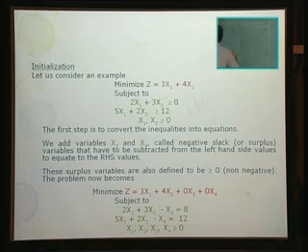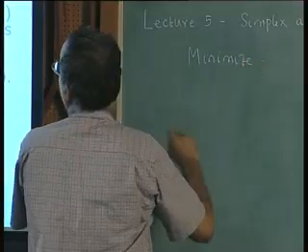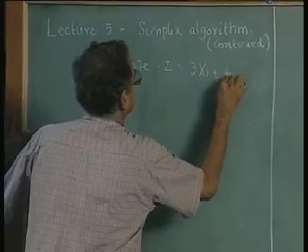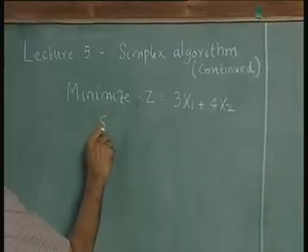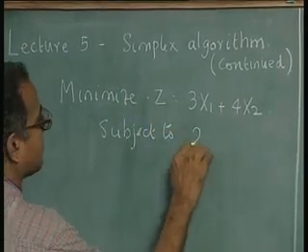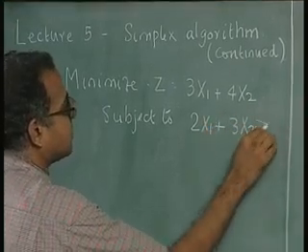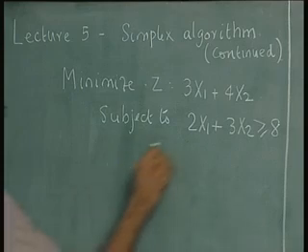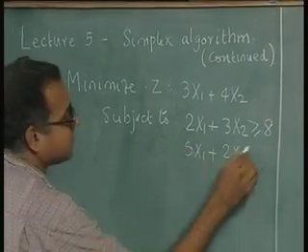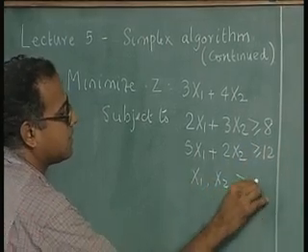Now, let us consider a different type of a problem. We now consider a problem with a minimization objective. So, the problem is to minimize z equal to 3x1 plus 4x2 subject to 2x1 plus 3x2 greater than or equal to 8, 5x1 plus 2x2 greater than or equal to 12, x1, x2 greater than or equal to 0.